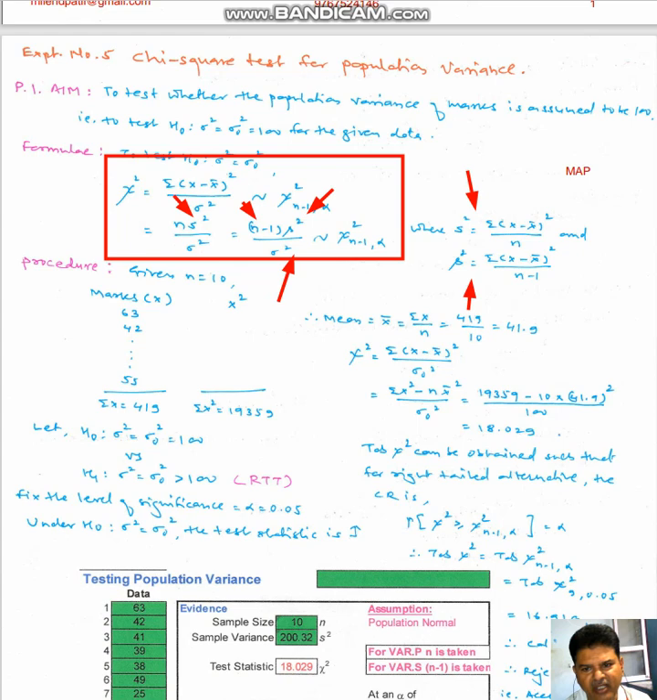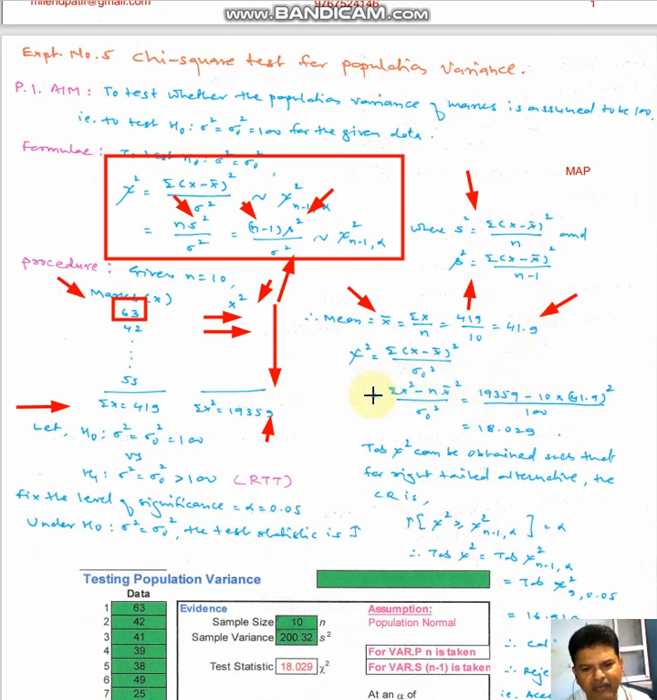In the procedure, take the marks, square them and take the total. Summation x is 419, and summation x square is 19359. Each observation should be squared. The first observation is 63, so write 63 square. The next is 42, write 42 square, and then add all these values. That gives me this value. Then calculate the mean value. X bar is summation x upon n, 419 divided by 10, so that is 41.9.